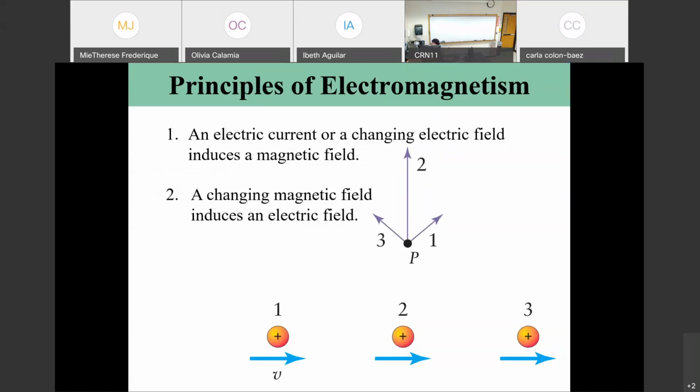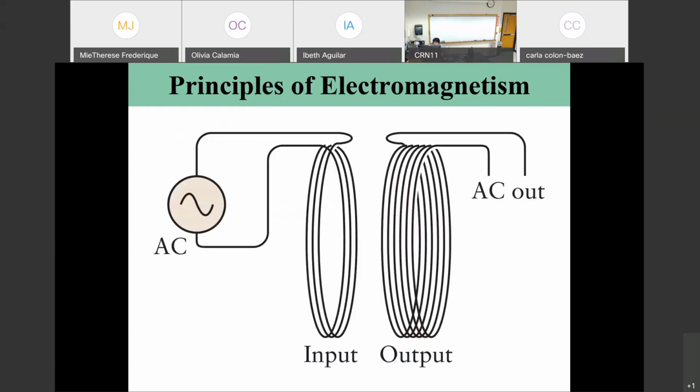An electric current or changing electric field induced by magnetic. Yes, that is from Faraday's law, because Faraday's law states that voltage is induced, and therefore a current, when you have a changing magnetic field. If there is a voltage, there is an electric field. So a changing magnetic field induces a changing electric field.